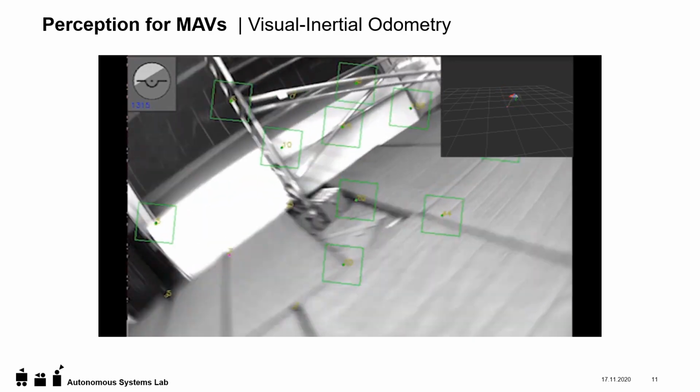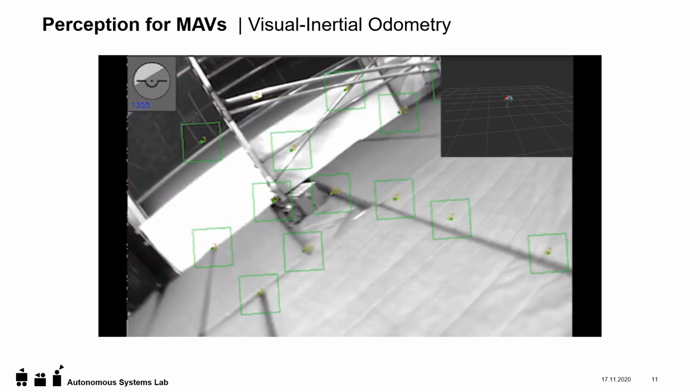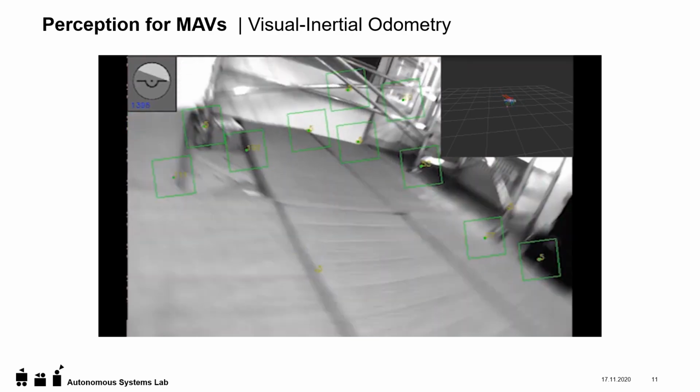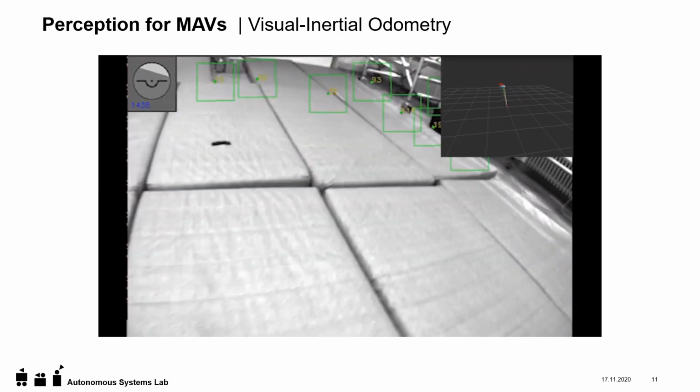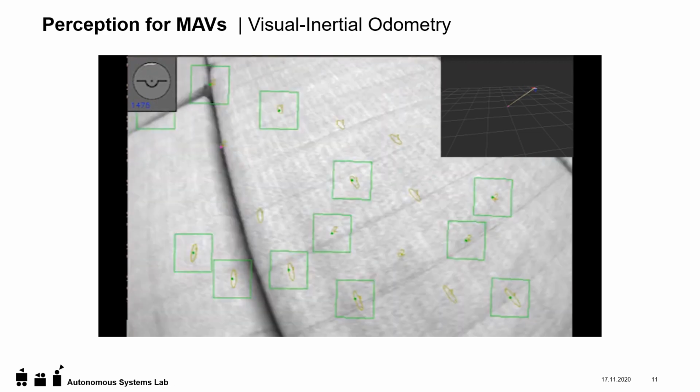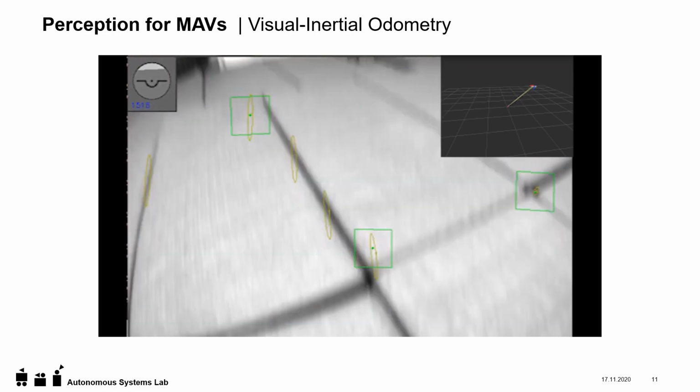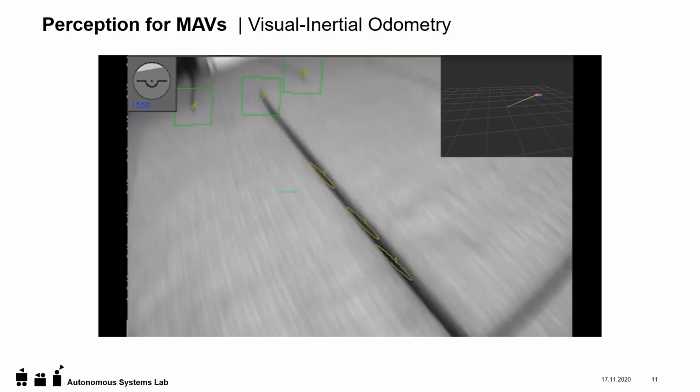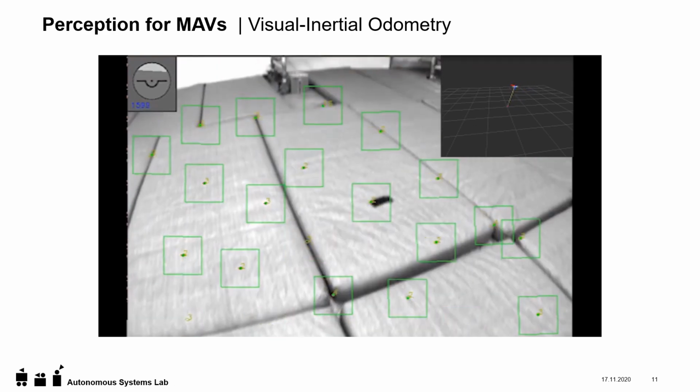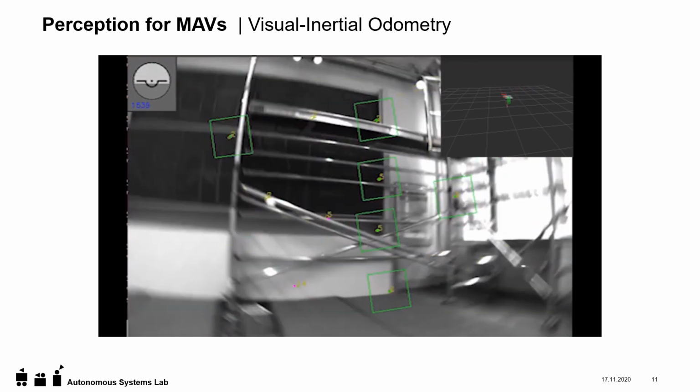Even in high rotational movements, which lead to very high displacement of the image patches in the image plane, the system is able to keep up with the movement of the MAV and accurately gives us a state estimation, which is visualized in the top right corner in 3D space.